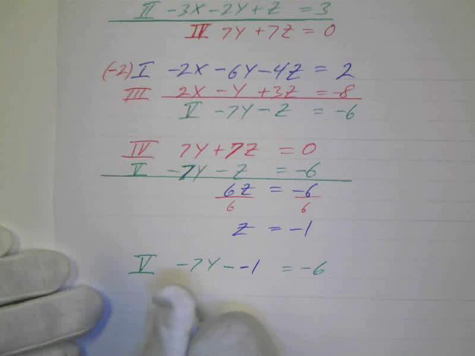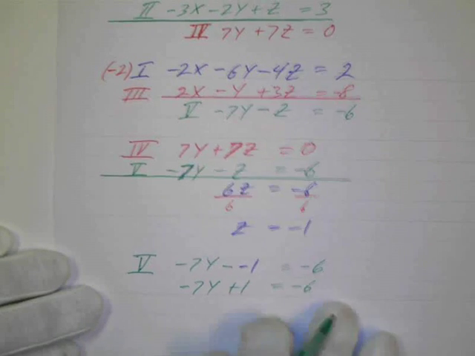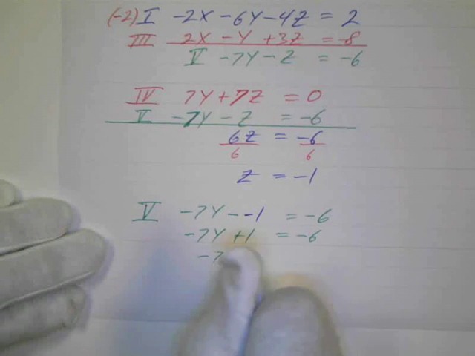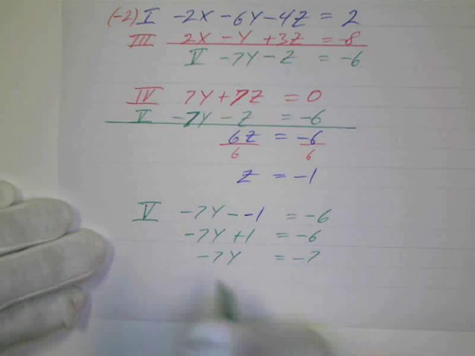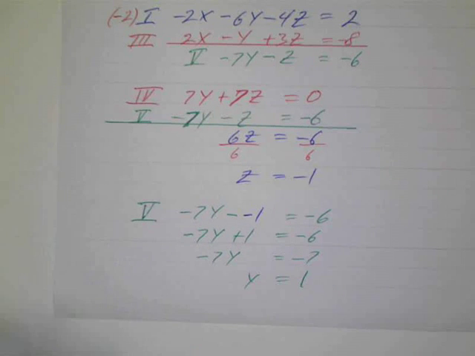So that's the same thing as saying negative 7y plus 1 equals negative 6. Then if I subtract 1 from both sides, that's like saying negative 7y equals negative 7. If I divide by negative 7, y equals 1.